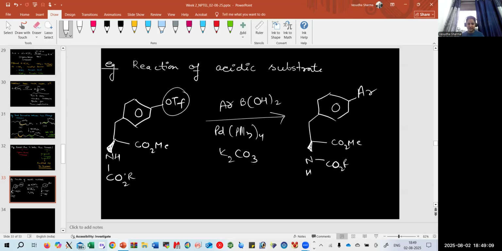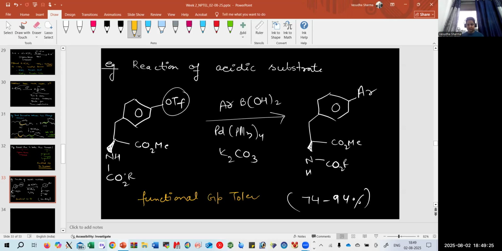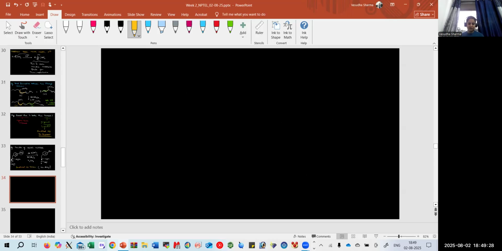It will form in 74 to 94 percent yield, with no racemization, and this reaction also has functional group tolerance, which is not possible with the Kumada. Also, the beauty of the Suzuki reaction is that it can do a carbonylative coupling, meaning the insertion of a carbonyl group, forming a ketone.